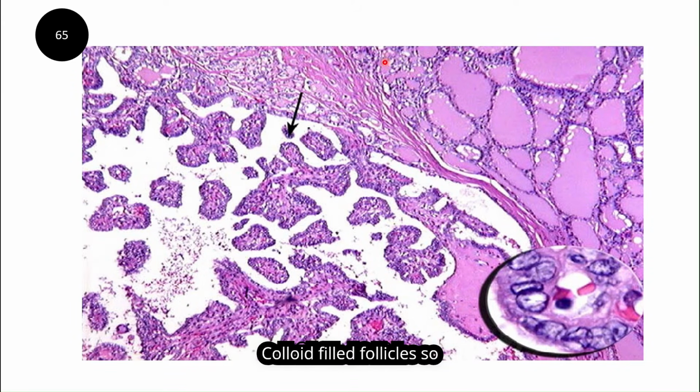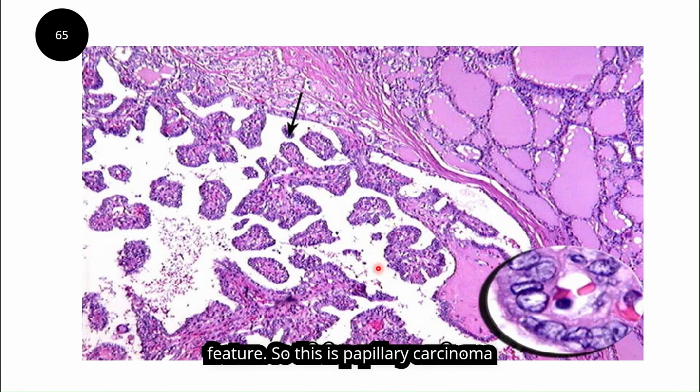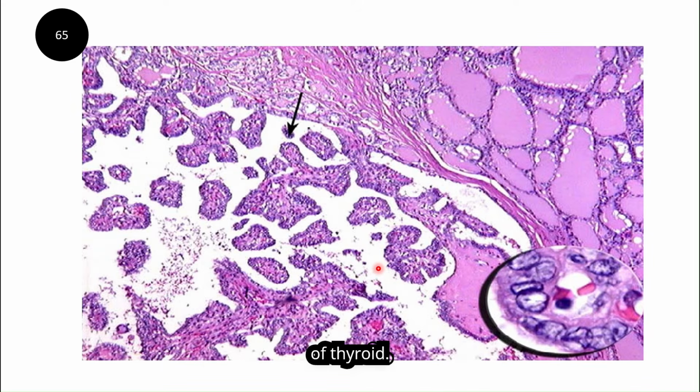Colloid filled follicles, so thyroid is there, but here you can see papillary projections and growth showing nuclear grooving and often Orphan Annie eye nuclear features. So this is papillary carcinoma of thyroid.